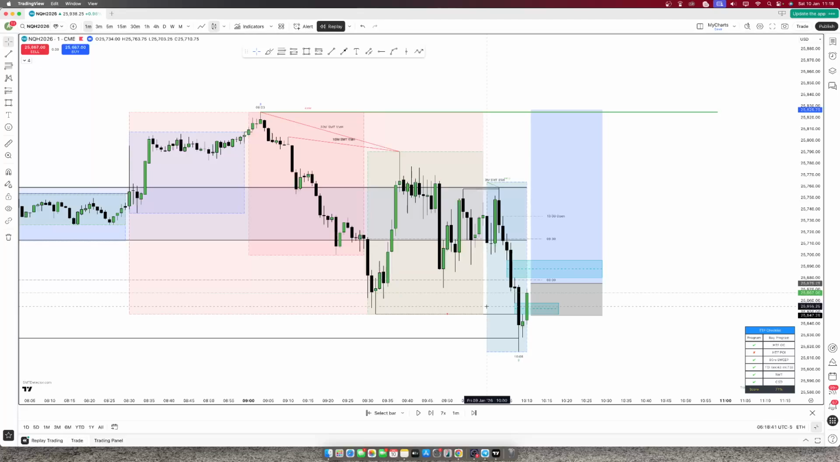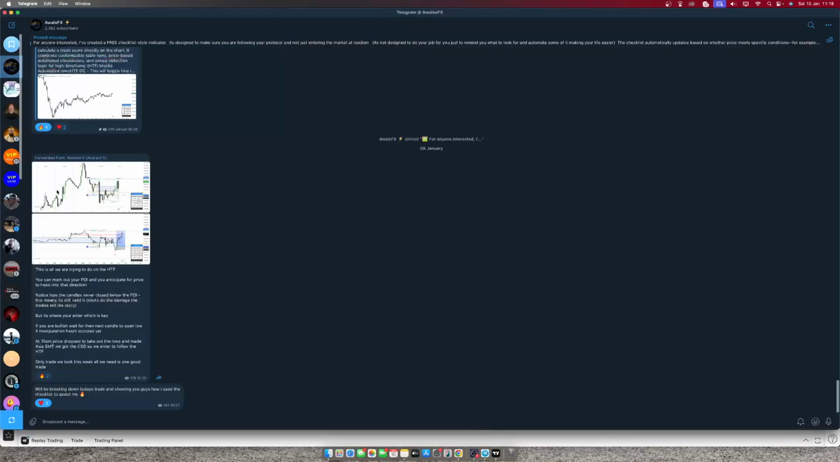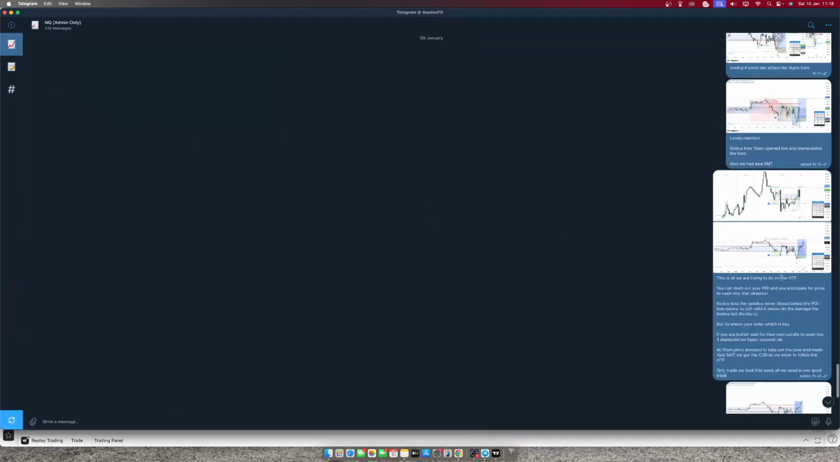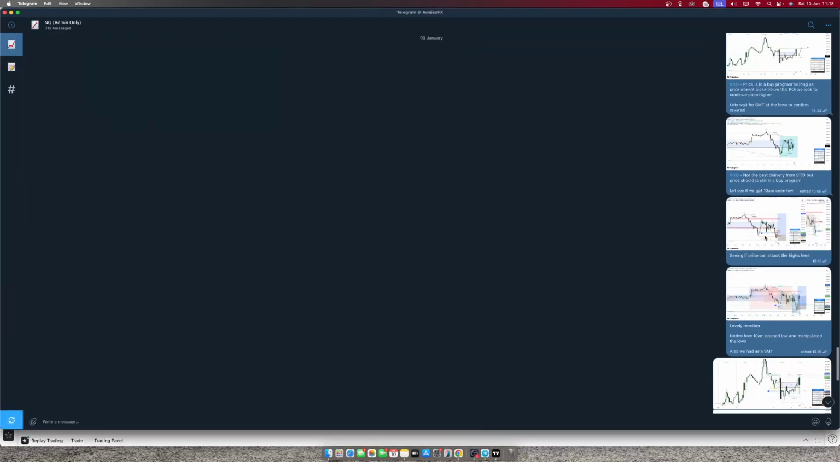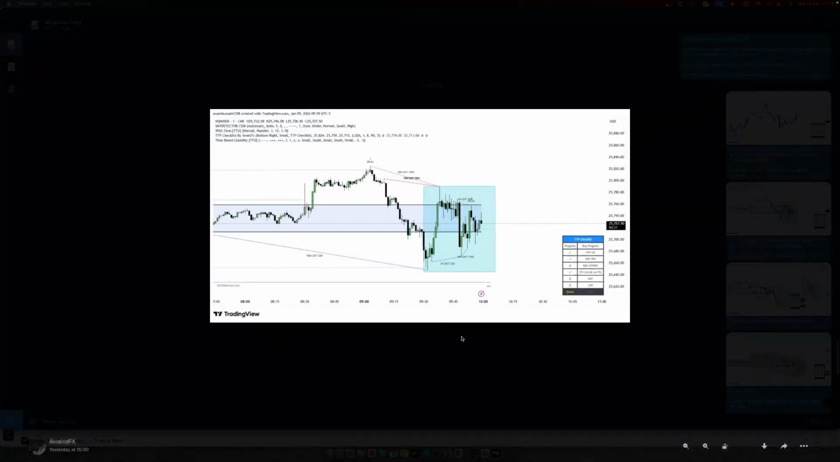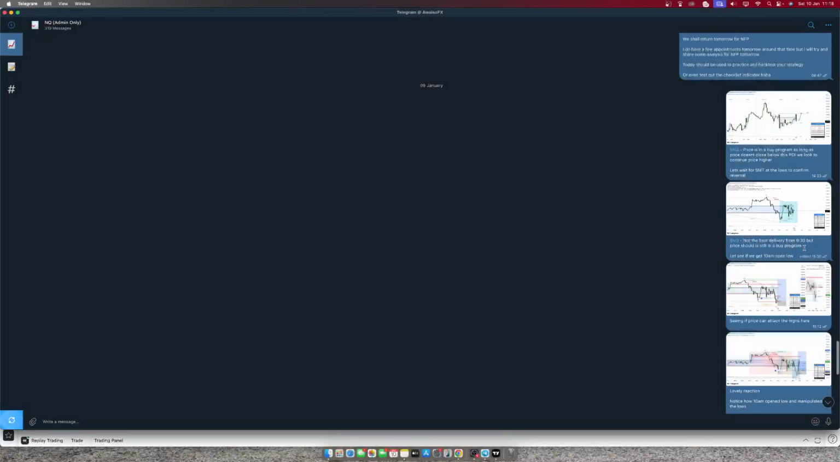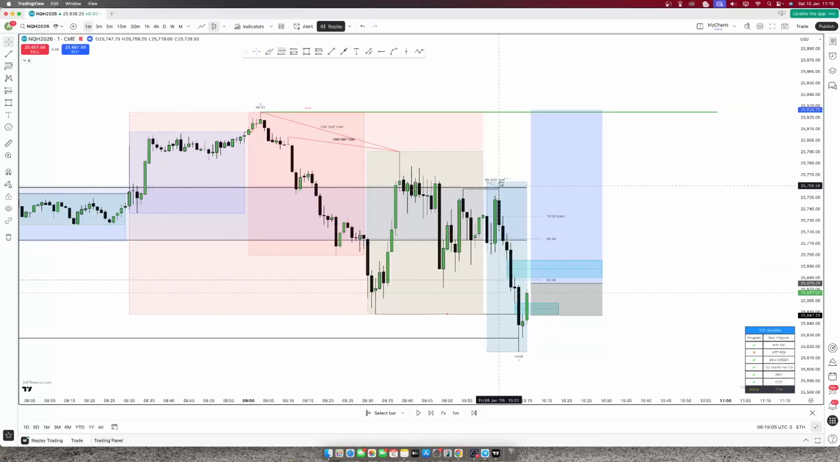From 10 o'clock, I mentioned on my Telegram what I want to see. If I go to my Telegram and scroll up here, I mentioned that it was not the best delivery from 9:30, but price should still be in a buy program because the 1 hour candle did not close below the POI. If you go back into your charts and check that, you'll see my POI range that I defined here, this high and this low. The 1 hour candle did not close below the POI.